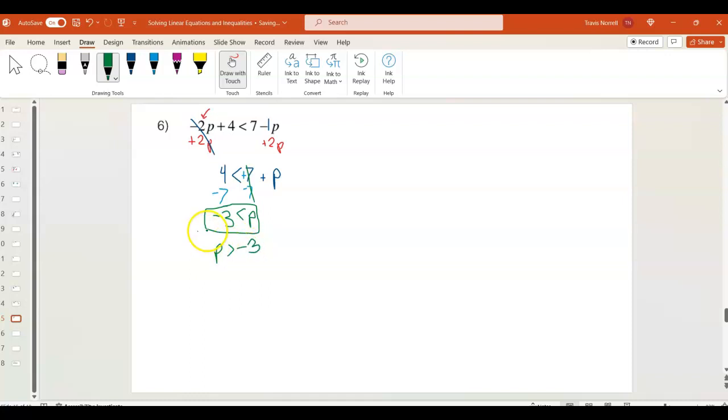Notice how in either one of these answers, the big alligator mouth here is open to the p. So if you're nervous about flip-flopping which side your variable goes on, just keep your big mouth open to the variable there.